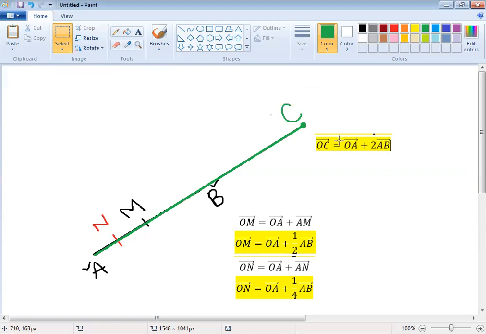What do you observe in all these things? The three highlighted equations that we are dealing with, what do you observe? Everything is almost the same. Only two things are changing. If I change the point, just one other thing changes. What is that? If I wanted M, I got a half over here. If I wanted N, I got a quarter over here. Yes, the scalar multiple of AB is what is changing, nothing else. So with every changing point, your scalar multiple of AB is changing. The rest of the two always remain the same. Is this clear, class?